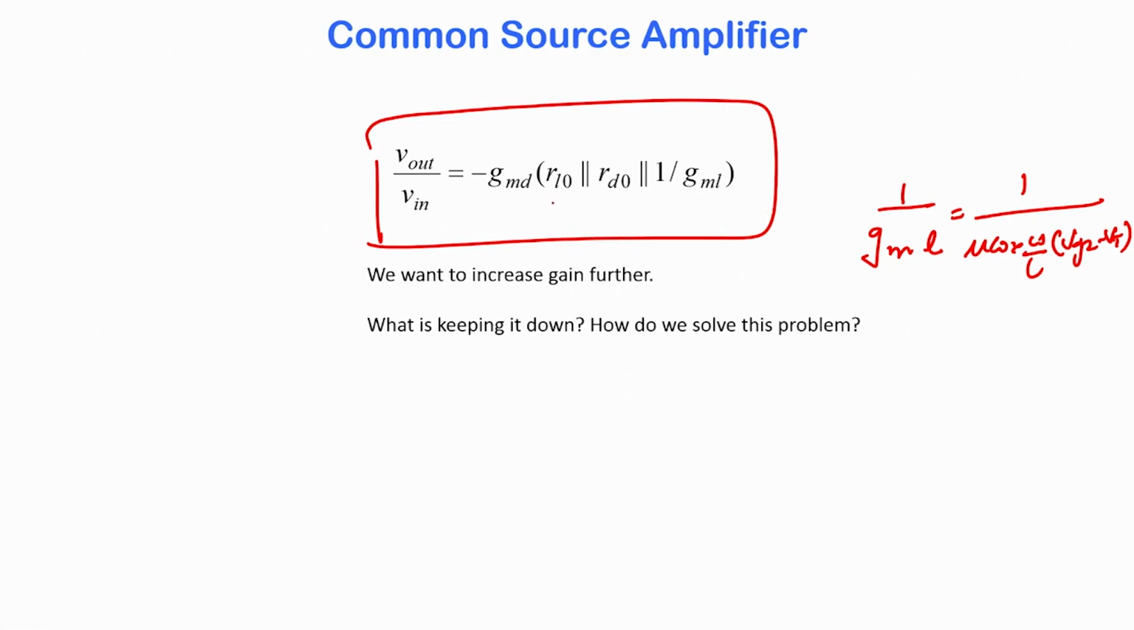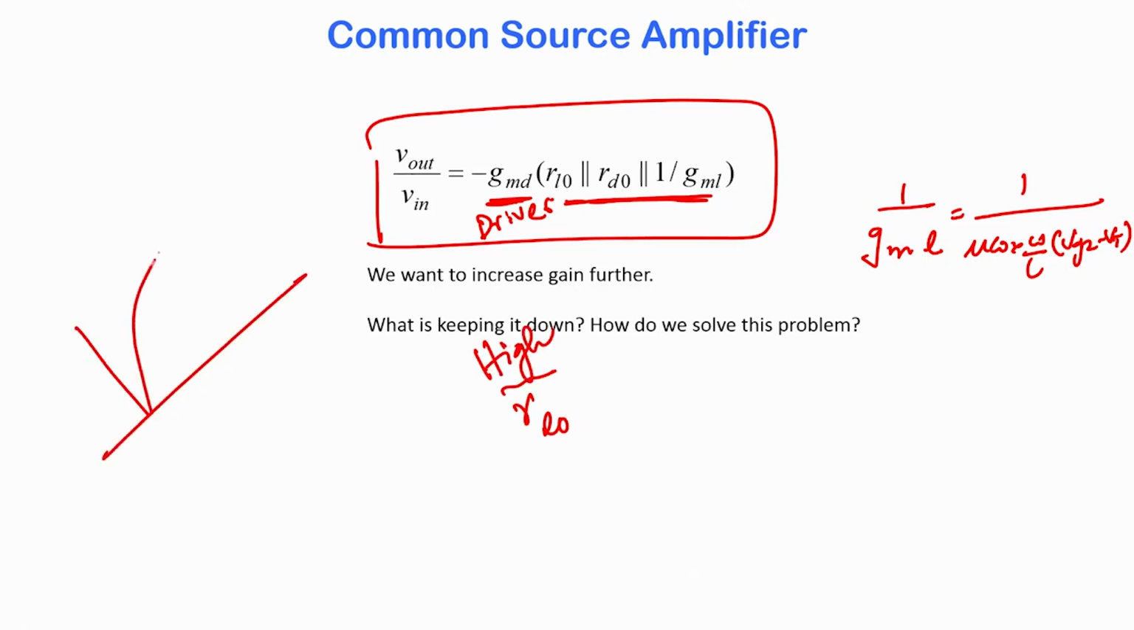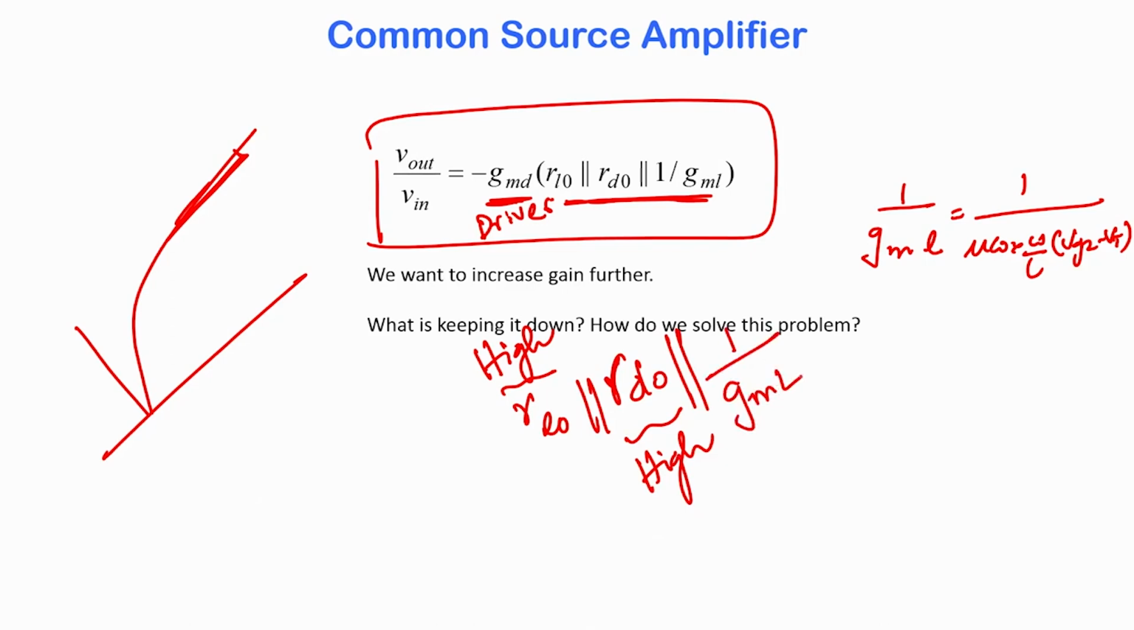So, the gain has got GMD, which is the driver, multiplied by a parallel combination of these 3 resistors. You have RLO, which is high because it is the output impedance of the MOSFET in saturation, it is very large, in parallel with RDO, which is also the output impedance of the driver MOSFET in saturation, that is large, but the parallel combination with 1 by GML is going to reduce this entire term. It is going to make this entire term small, because 1 by GML is a very small number.